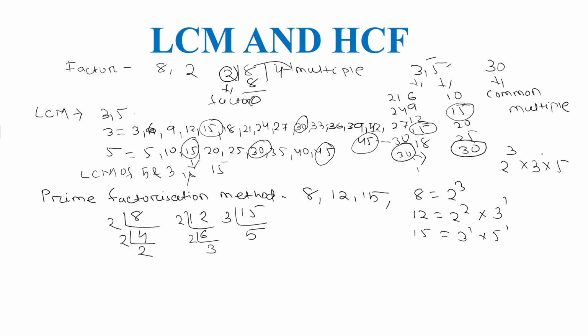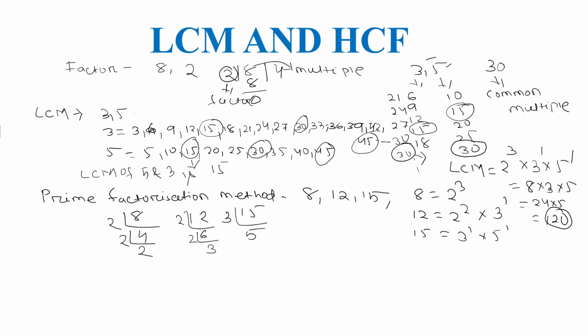Then what is the highest power of 3? Also 1, and for 5, also 1. So let us say this will be the LCM: 8 into 3 into 5, that will be 24 into 5, which is equal to 120. This is the LCM. So this is the way to find LCM. This one is the prime factorization method.